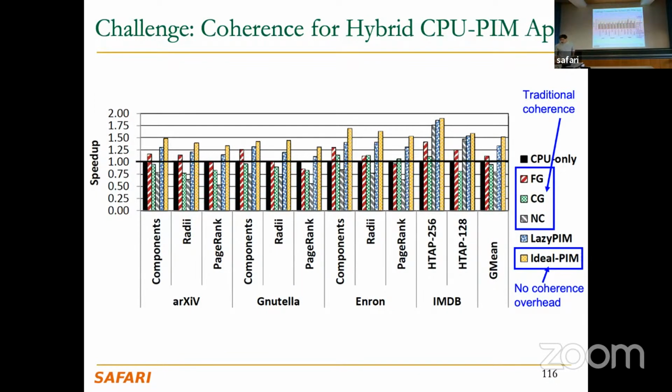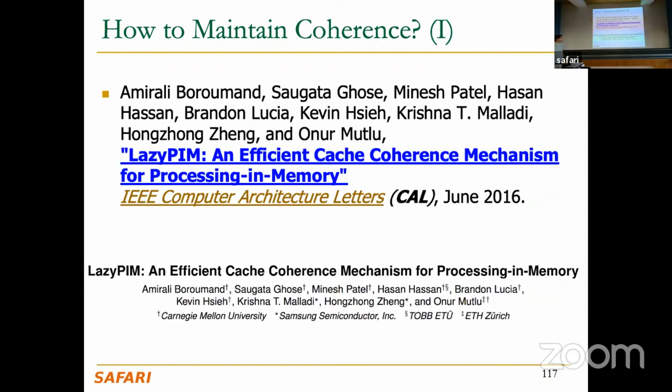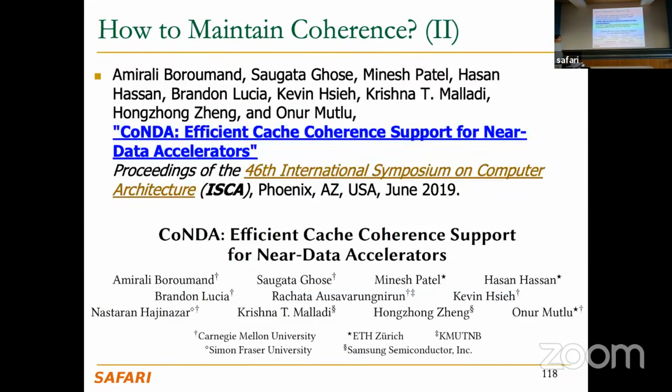As you can see, it's pretty disappointing. By using the traditional coherence methods, we are pretty far from the ideal, that is the yellow bar. In fact, the paper where this analysis was done is LazyPIM, and with LazyPIM, as you see, we are going to explain it next, we are much closer to the ideal. This is the LazyPIM paper, a short paper first published in 2016, and then the extended version was published in 2019. It's called CoNDA. So let's talk about CoNDA.